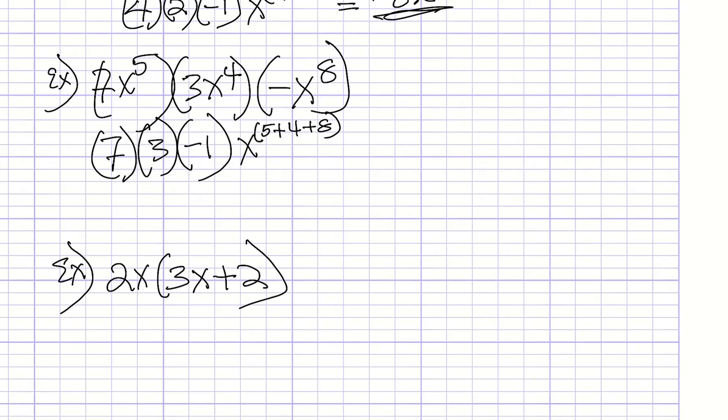I think that's the power rule. No, that's not the power rule. That's the product rule. Product is when you multiply things out. So you do that. What do you do? 7 times 3, 21 times minus 1, negative 21x. 5 plus 4 plus 8 is 12, 12 plus 5 is 17. So that's it right there. You see it, right?